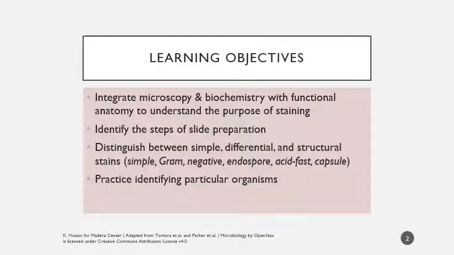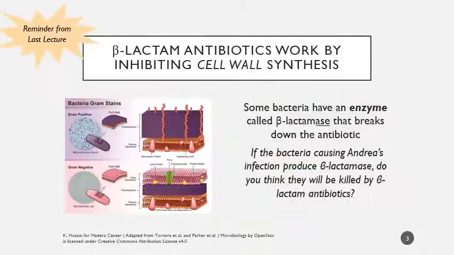And then we kind of talked about how it would look to both dry that out and heat fix it on those slide warmers. We'll think specifically about simple and negative stains, differential stains, and structural stains. So thinking again about simple, gram, negative, just to be clear there, that's gram stain and negative stain, two separate things. Endospore stains, acid-fast stains, and capsular stains. And then we'll also be practicing identifying particular organisms based on their functional anatomy and how that is visualized through staining.